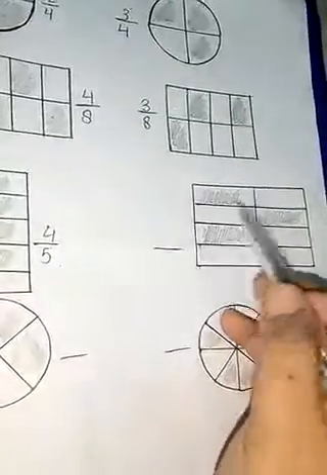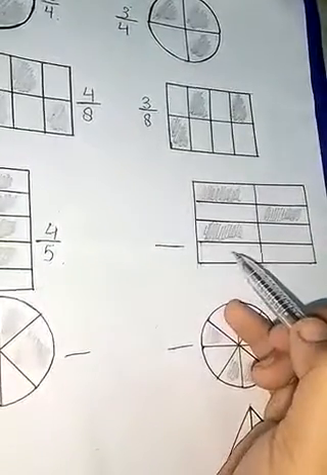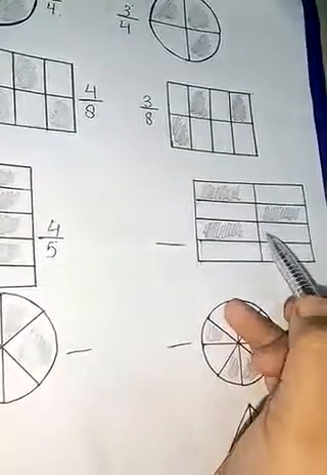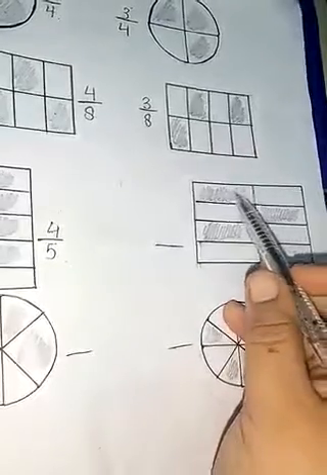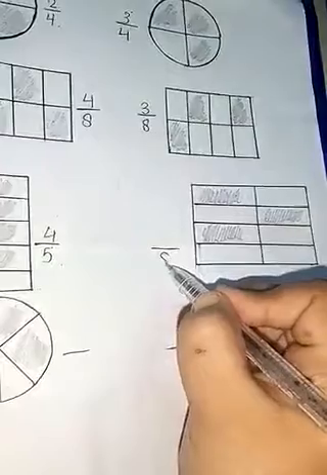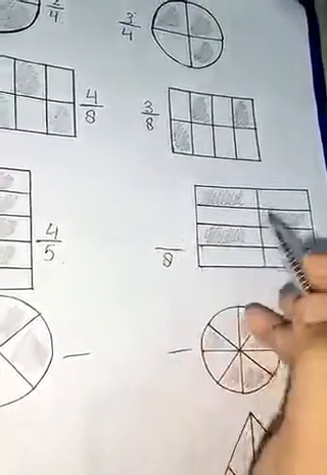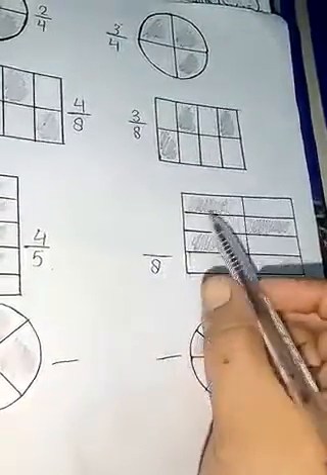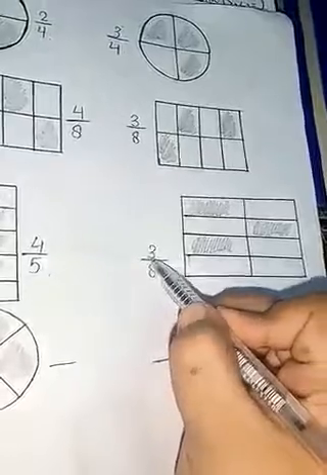On the right hand side we have a square and it is divided into 1, 2, 3, 4, 5, 6, 7, 8 parts. So we write 8 in the denominator, and in the numerator we have to write 3 because the shaded parts are 3.